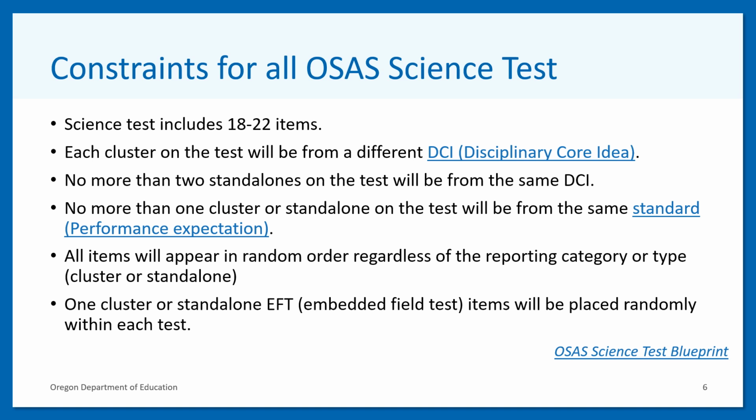Each cluster on the test will be from a different DCI, disciplinary core idea. No more than 2 standalones on the test will be from the same DCI. No more than 1 cluster or standalone on the test will be from the same standard. All items will appear in random order regardless of the reporting category or type. 1 cluster or 4 standalone items will be placed randomly within each test.